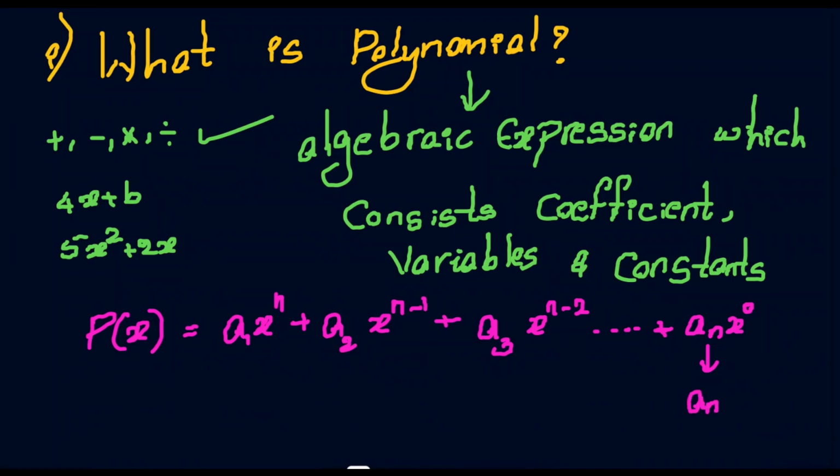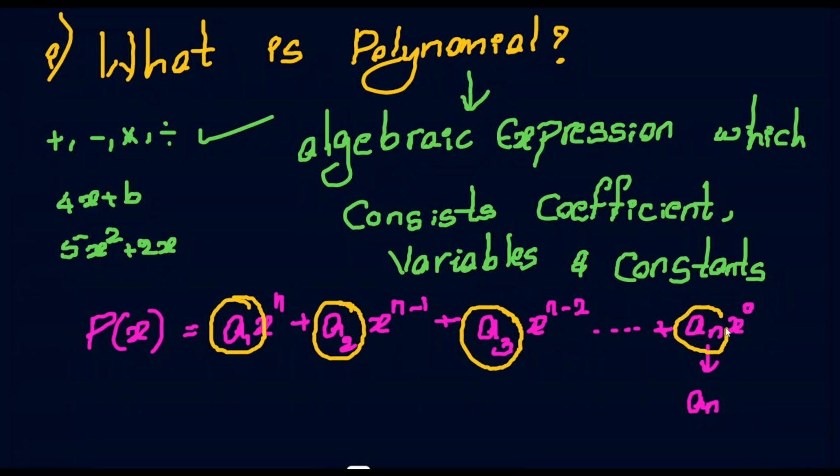Now what did I say in the definition? It says algebraic expression, right? Of course, we have operations and also coefficients. So what are coefficients now? Here, the terms which we are multiplying to x are known as coefficients. The number which is before this x is known as the coefficient.